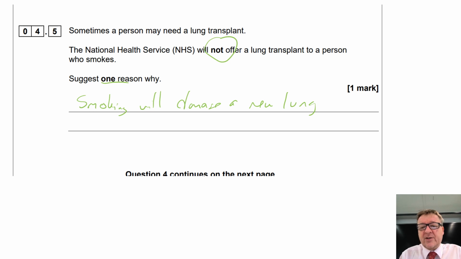So you're a smoker, you don't stop, you get a new lung from somebody that's never smoked, you carry on smoking, you just destroy the new lung. Why should you have it?